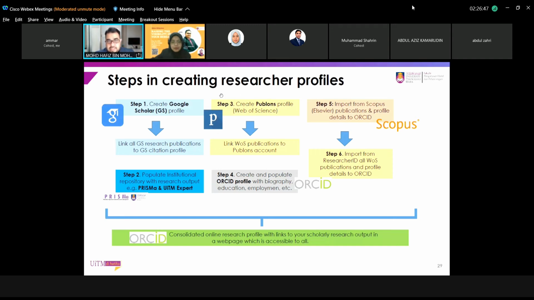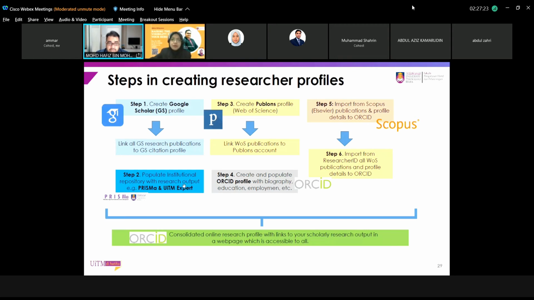And then the third one is to create Publons. Ni kalau young researcher, you can create Publons profile. Nanti akan tunjuk kat you kenapa Publons ni very good, very interesting. So Publons ni is actually research Web of Science, untuk Web of Science. Dan you can link all the Web of Science publication to the Publons account. And beside that, you can also add your reviewer punya past review yang you buatkan untuk jurnal lain, dia boleh record benda tu.